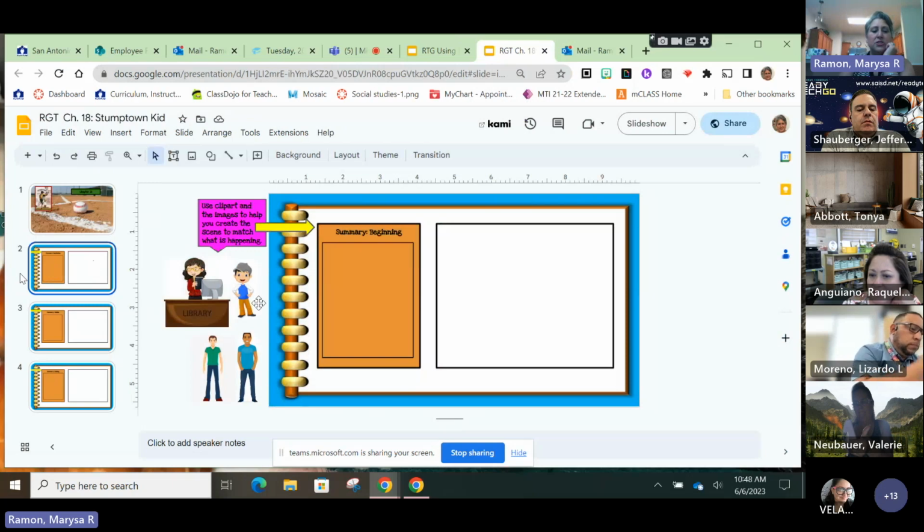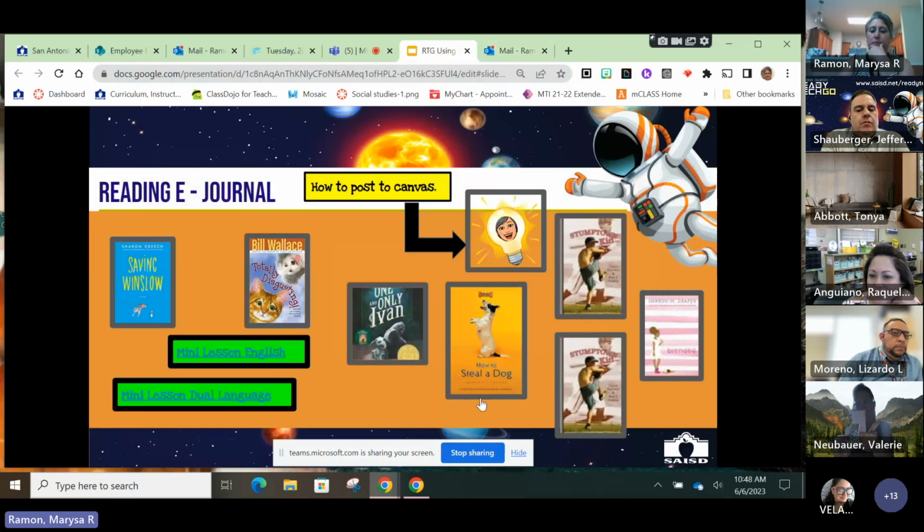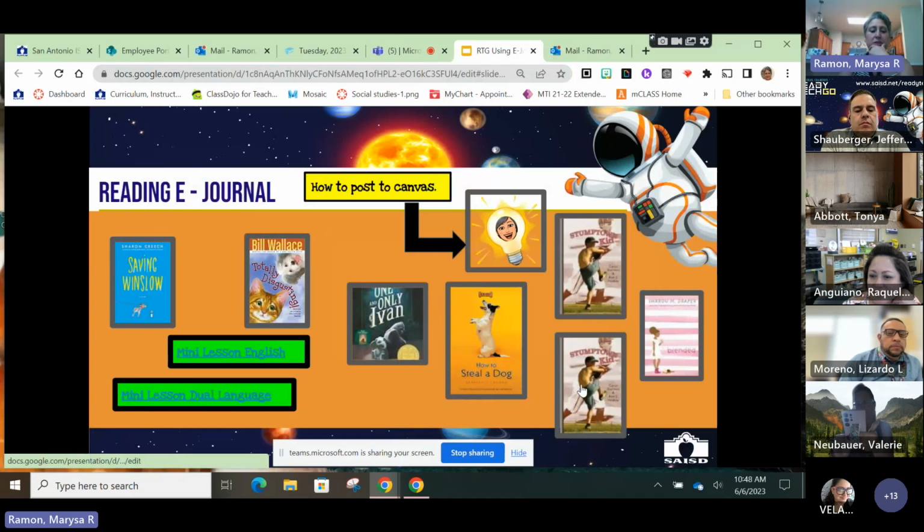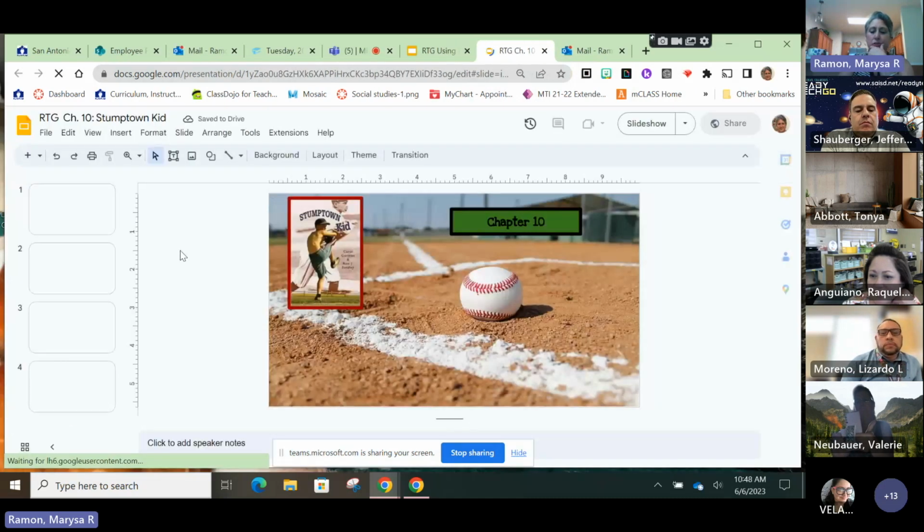Use clip art and the images to help you create the scene to match what's happening. So clip art, using these clip arts over here, and then writing the beginning, the middle, and the end of the chapter. Every day they're going to click submit, and then I'll be able to see their work. Okay. So Stumptown, I just added in 2 Stumptowns so y'all could see it.